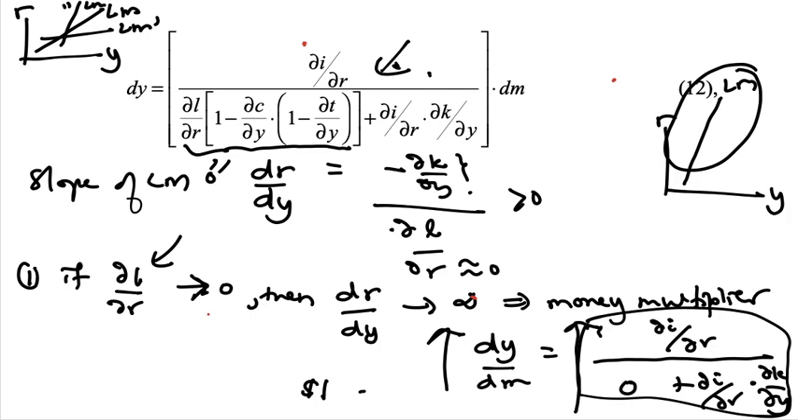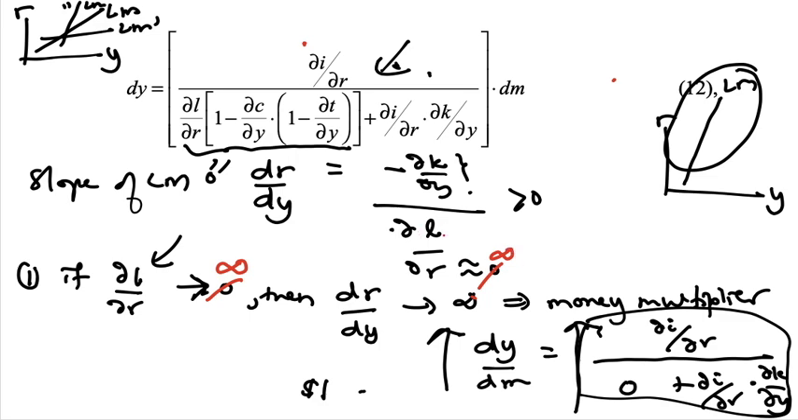Now, let me use a different color of pen. Okay, so this story I can change, you can always compare. Let's say if delta L over delta R approaches infinity instead of 0. So what happens to the slope of LM, which is dr over dy? This is not 0. It approaches infinity.